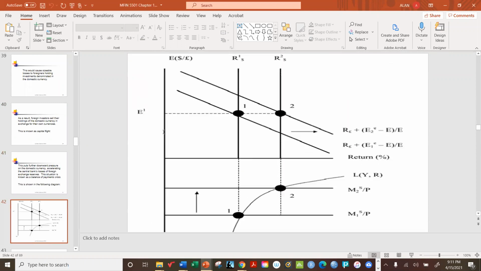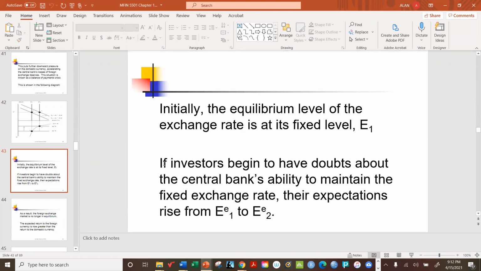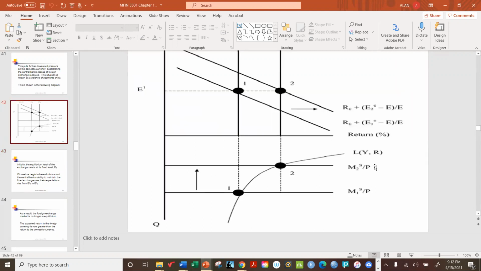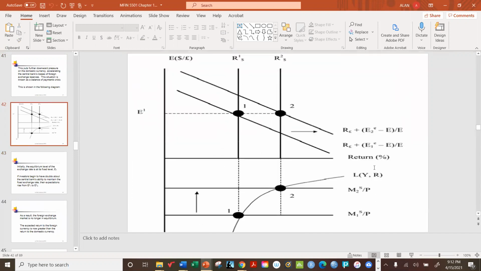And so what happens is, imagine a scenario where the initial equilibrium exchange rate is E1, and the central bank has committed to keep it fixed there. If investors start to have doubts about the central bank's ability to maintain the fixed exchange rate, their expectations rise from E1 to E^e2. In other words, foreign investors become more pessimistic about the ability of this country to maintain its fixed exchange rate.